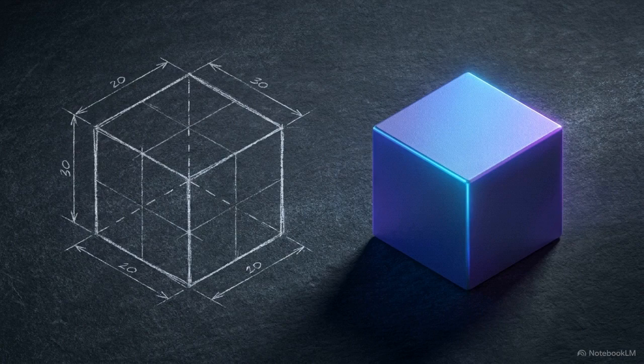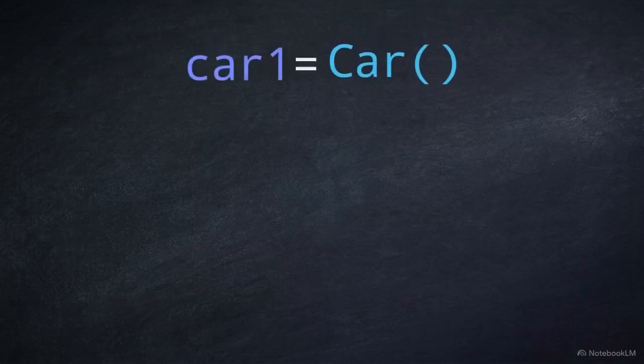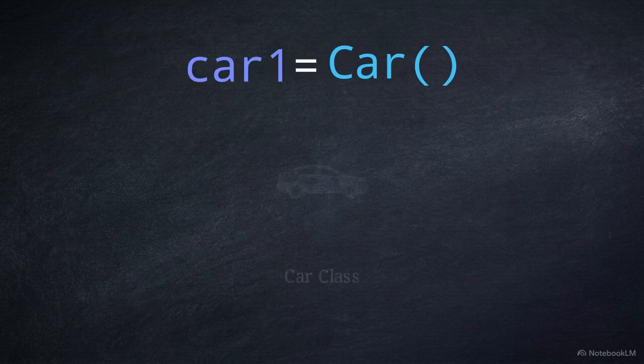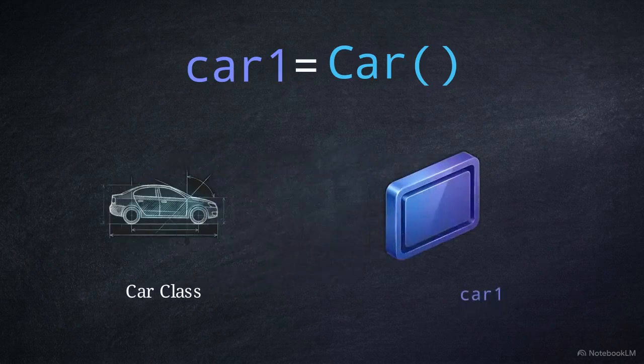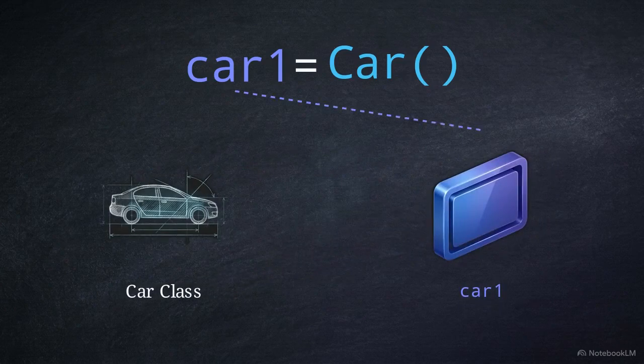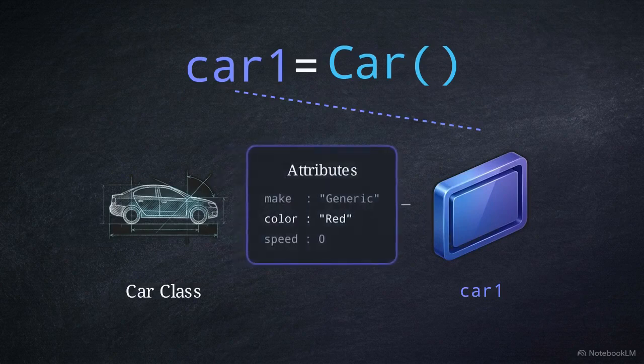To turn those instructions into data, you have to instantiate the class. This is the process of spawning an actual object from your template. This graphic shows the syntax required to create that instance. By typing car1 equals car, you execute the blueprint. This generates a concrete data block in the computer's memory, linked to the variable car1. If we look at the internal details of this specific object, we can see it now carries that red property. It's no longer just a plan, it's a piece of data we can use.